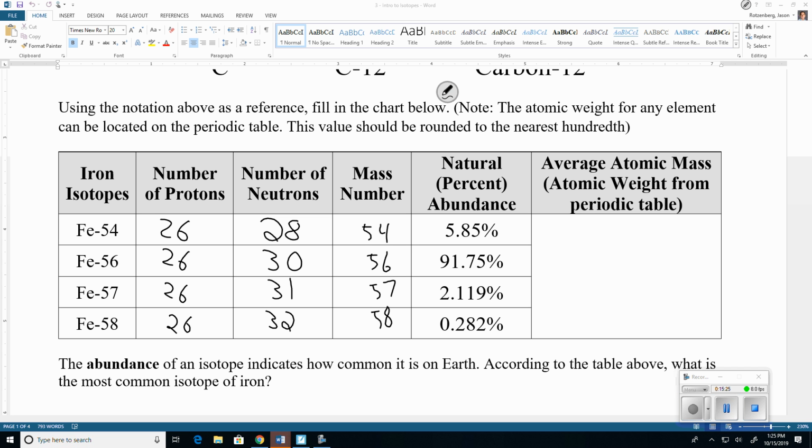Now, what it says up here, the atomic weight for any element can be located on the periodic table. Remember that mass that we used for molar conversions? That's the atomic weight, or the atomic mass. What is that average atomic mass for iron? Let's go to the hundredths place. So what number do we use for mole conversions for iron? 55.85.